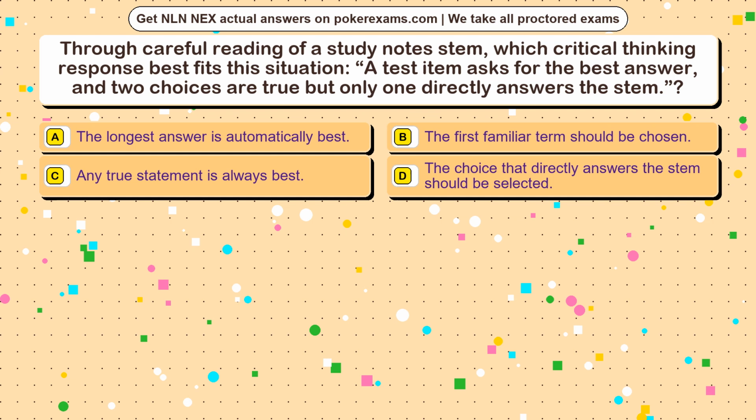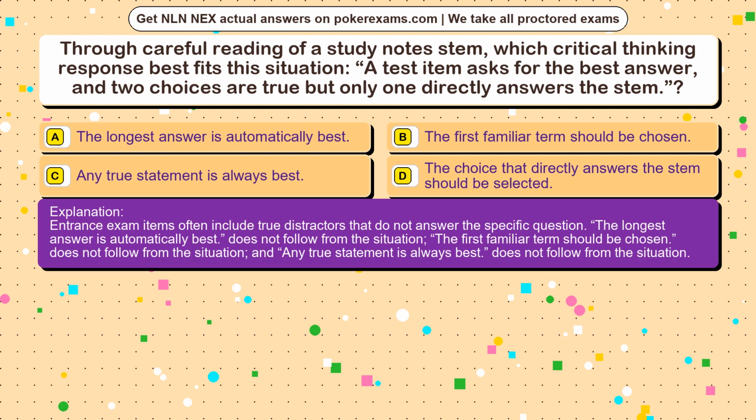The correct answer is option. Entrance exam items often include true distractors that do not answer the specific question. The longest answer is automatically best does not follow from the situation, the first familiar term should be chosen does not follow from the situation, and any true statement is always best does not follow from the situation.